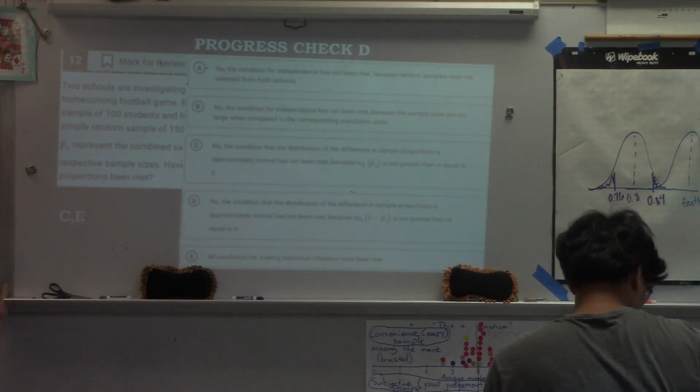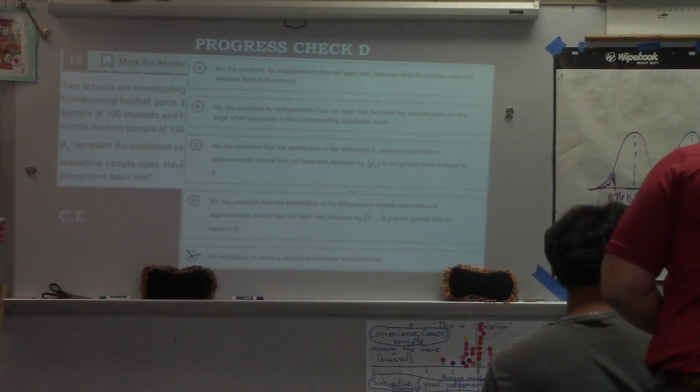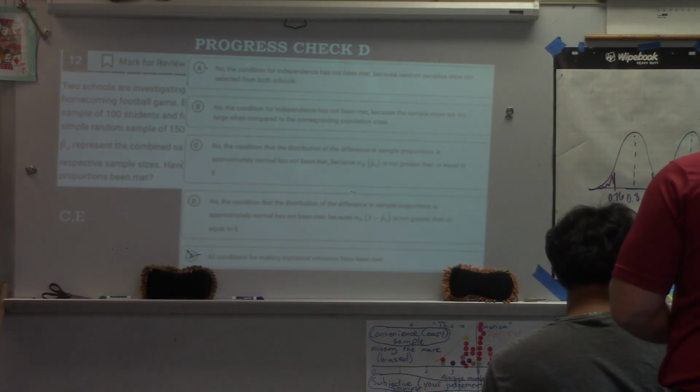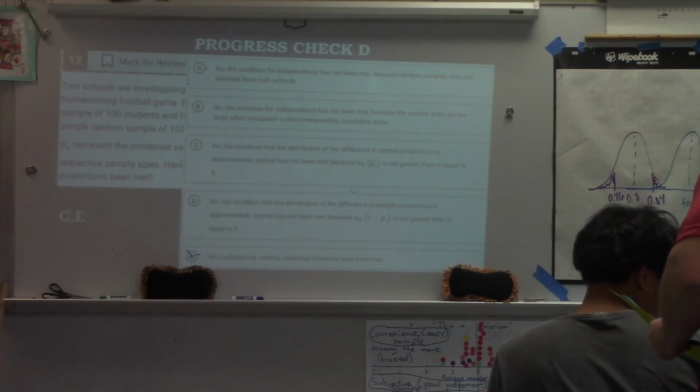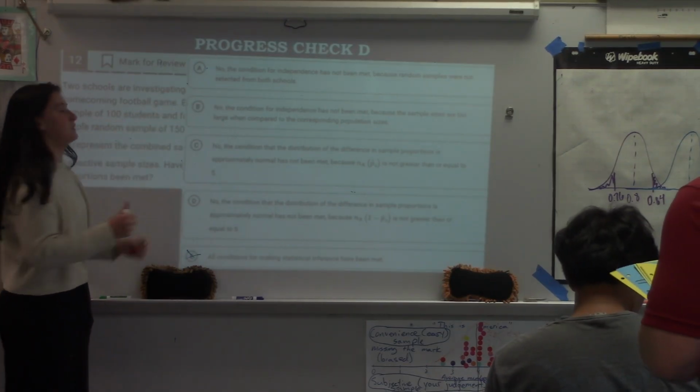There you have it then. So we know E is wrong. Alright. Now, me and Mr. Kenny were talking about this. So A, we do know they were both random samples, right? So that doesn't matter.